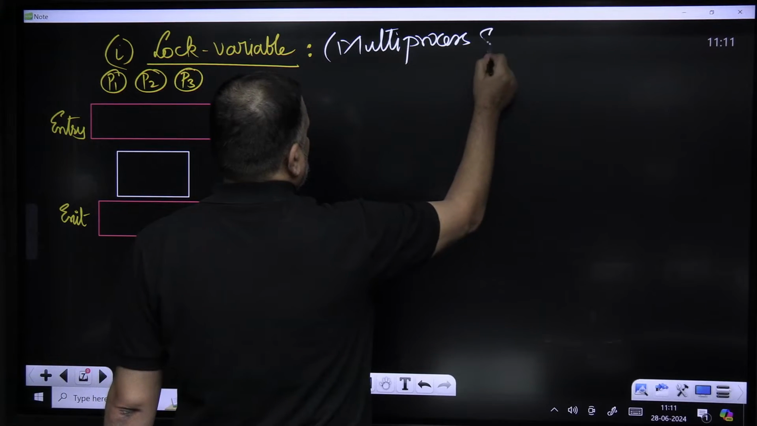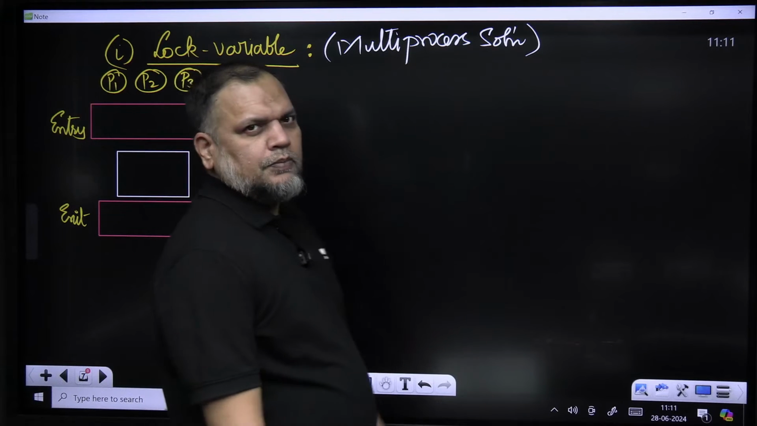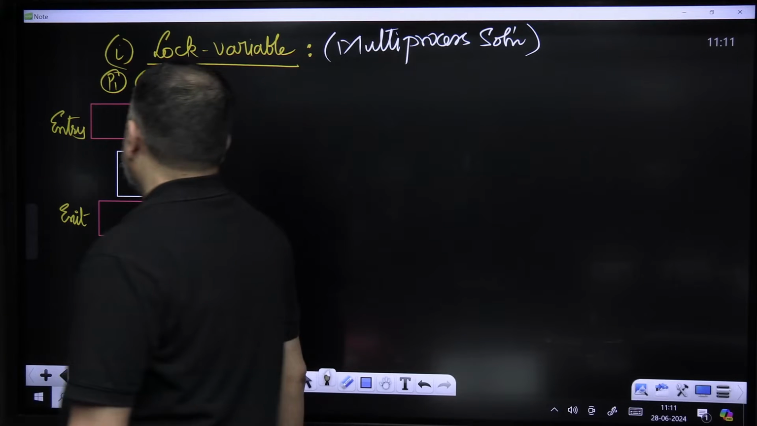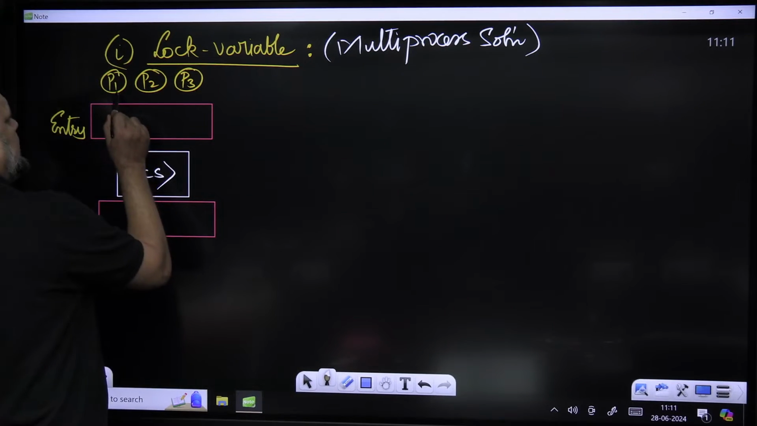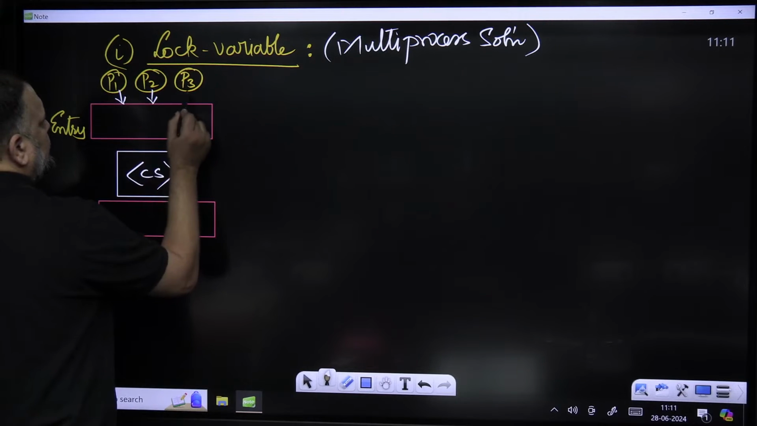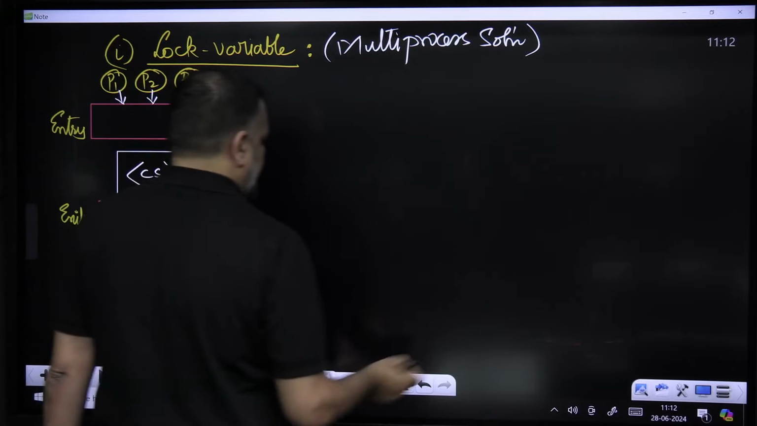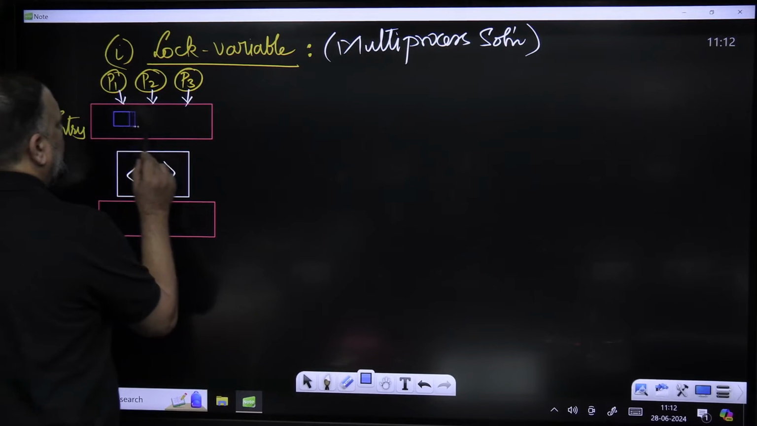Multi-process. It can work with more than two processes, P1, P2, P3. That's why I have taken P1, P2, P3. So this is my critical section, and multiple processes are trying to enter. What happens is, here in the entry section we will have a shared global variable by name lock.